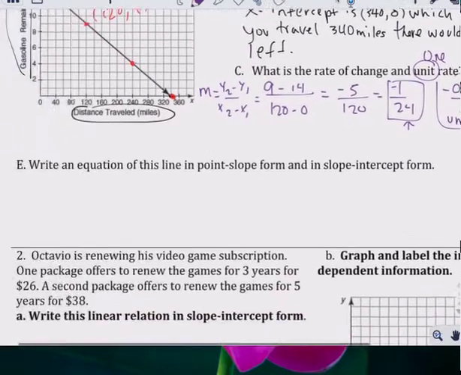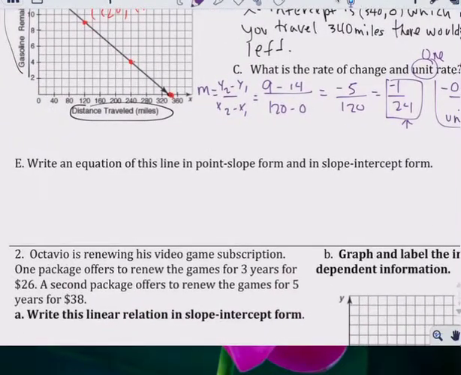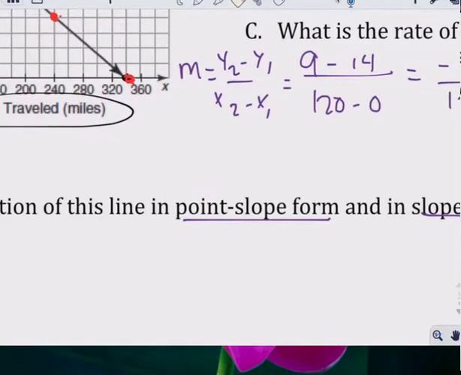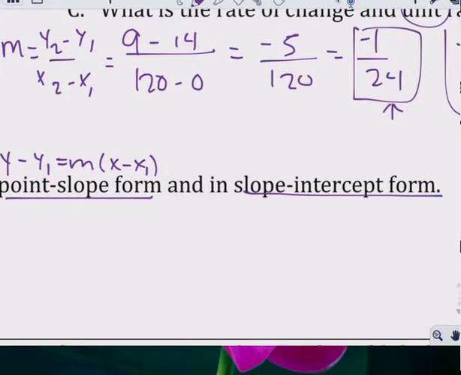Okay? I'll write an equation of the line in point slope form and in slope intercept form. Point slope is y minus y1 equals m parentheses x minus x1. Slope intercept is y equals mx plus b.